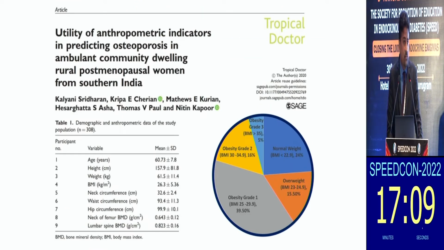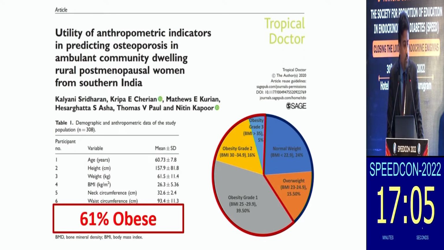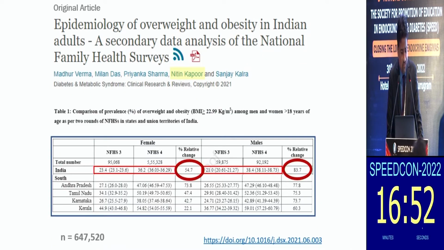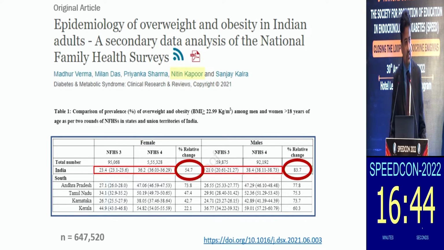When we look at healthy rural postmenopausal women, mean age of about 60 years, again, a huge prevalence of overweight and obesity. When we talk of national statistics, again, we see that 35 to 40% of adults across India have obesity. But the more staggering fact is the rapid increase. These numbers were in the early 20s about 10 years ago, and now are in the late 30s. So definitely, obesity is a big problem.